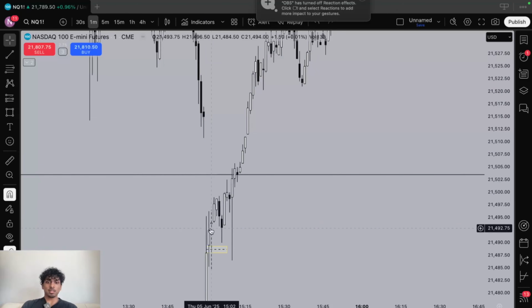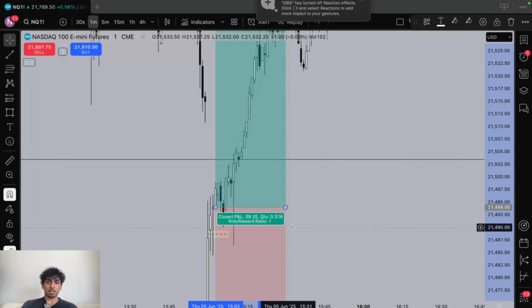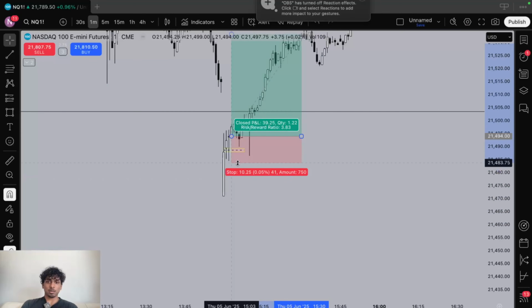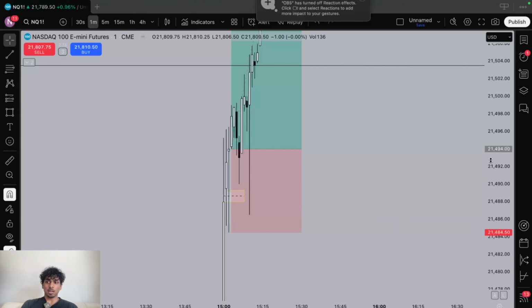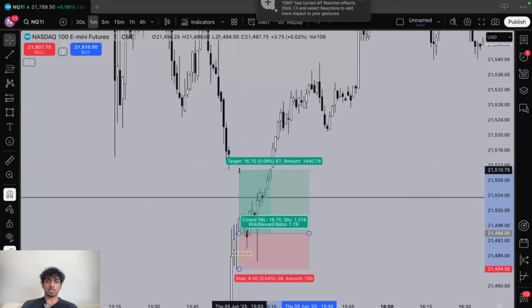And where I enter is off of the close of this volume imbalance. So I enter right here, and then this low becomes a protected low because it wicked through this volume imbalance. Volume imbalances are pretty strong as well. You always want to see volume imbalances get filled.